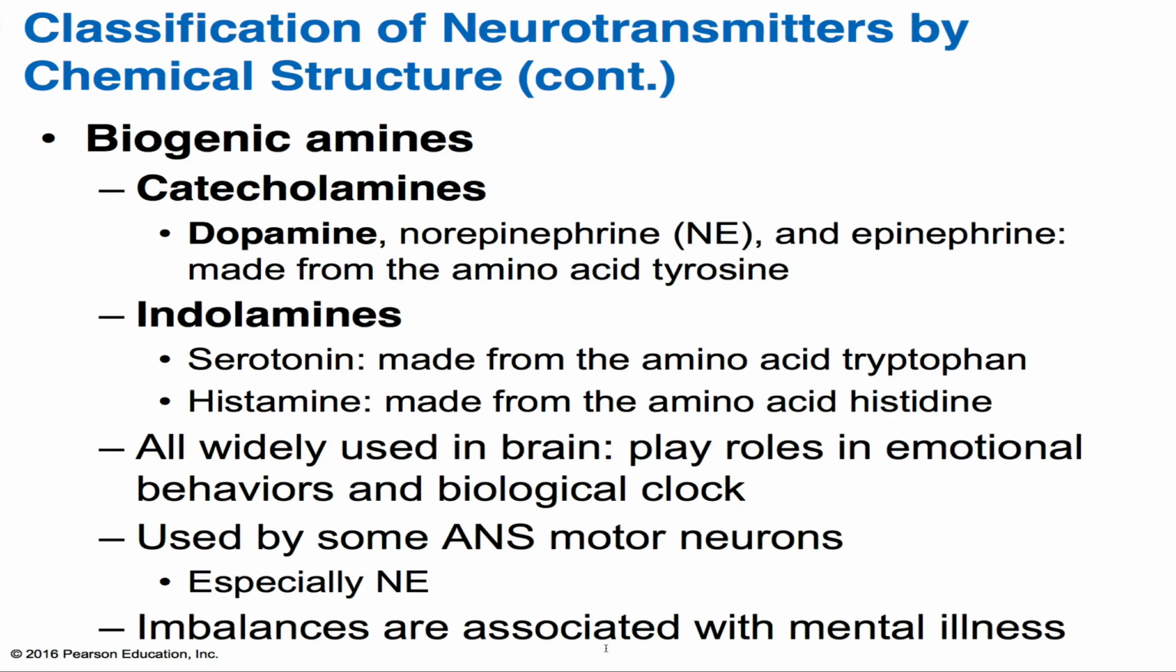Imbalance of these neurotransmitters is associated with mental illness. So for example, overactive dopamine signaling occurs in schizophrenia. We also see psychotropic drugs like LSD and mescaline that can bind to biogenic amine receptors and induce hallucinations. We also see low levels of serotonin being associated with depression.